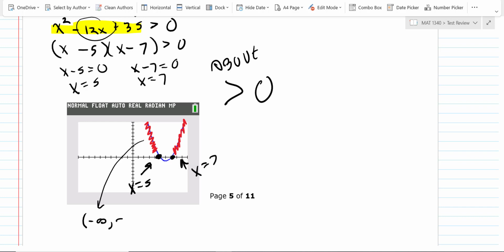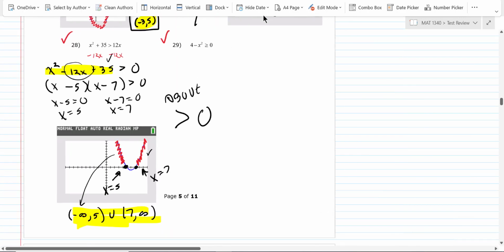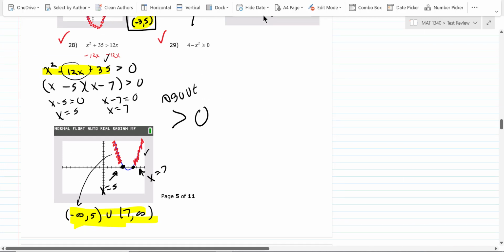-infinity to 5, right? Okay, and then how about the second interval? What do you think? 7 to infinity, like that. Good, there you go. That's the answer to the problem right there. Okay, so greater than's above. Greater than or equal to would also be above, except greater than or equal to would have brackets in it, like that. Okay, so it's pretty simple to do with your technology. That's a pretty easy thing to learn how to do.